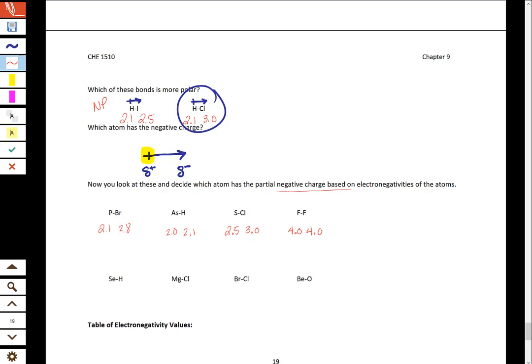Now that I've listed out some electronegativity values, we can classify each first as polar or nonpolar. If the difference is greater than 0.5, it's polar; less than 0.5, nonpolar. 0.5 on the dot is polar. A zero electronegativity difference is absolutely nonpolar.